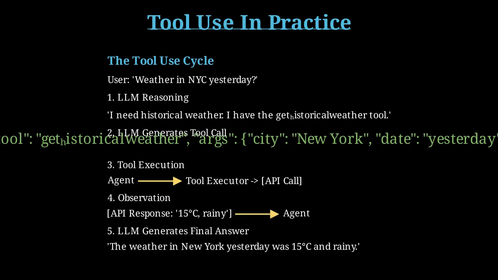The tool returns the weather data, say 15 degrees C and rainy. This new information is added to the agent's context, and in the next loop, the LLM uses it to formulate the final answer for the user.